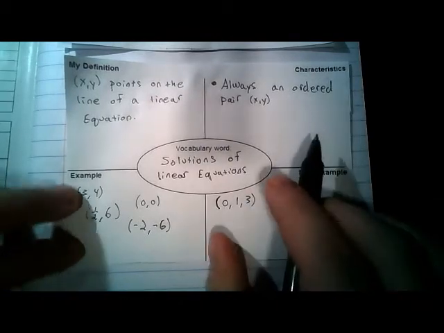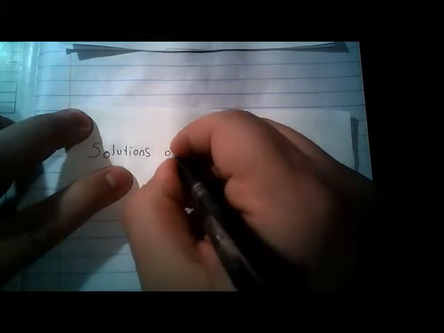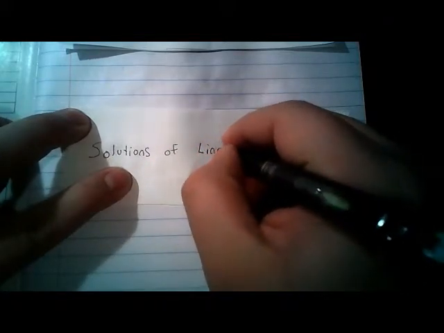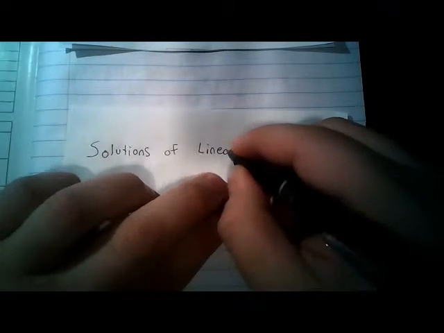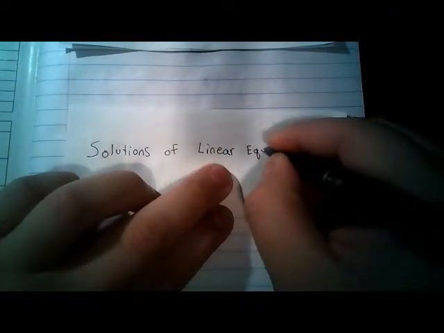Now just like with the last one, you're going to fold this down just like so. Sorry, the camera's blinking. And then you're going to write solutions of linear equations. And then you'll glue the bottom and you'll put it about here.